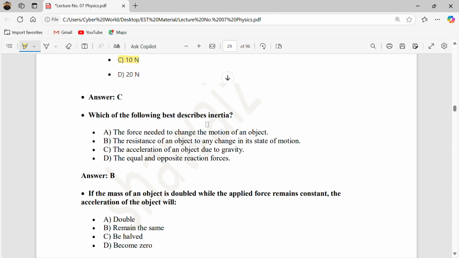Which of the following best describes inertia? So what is inertia? Inertia is basically the opposition to motion, or you can say the resistance to motion. So the answer is the resistance of an object to any change of its state of motion. By resisting, your body changes its motion from either rest to motion or motion to rest. So this is basically the resistance of an object to a change of its state of motion.